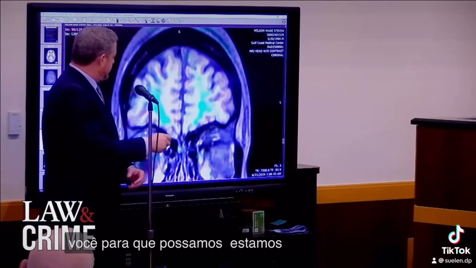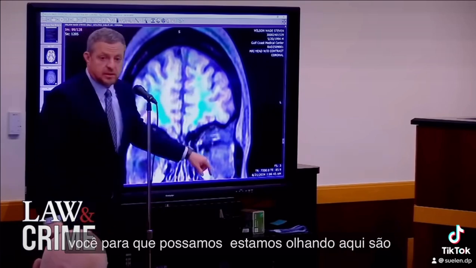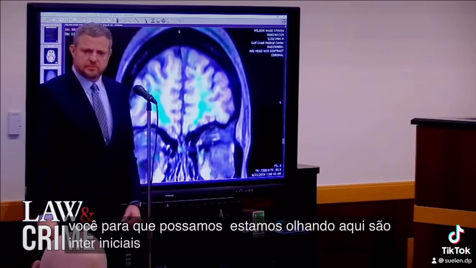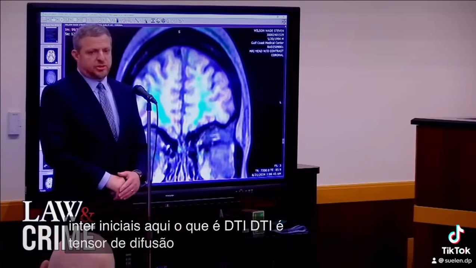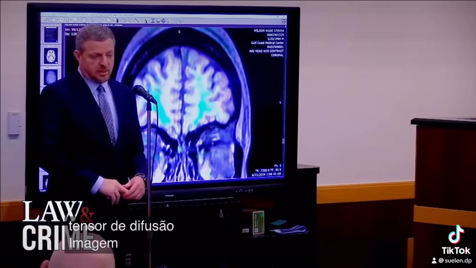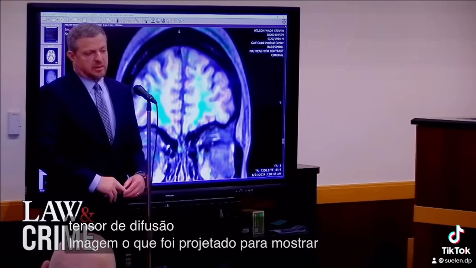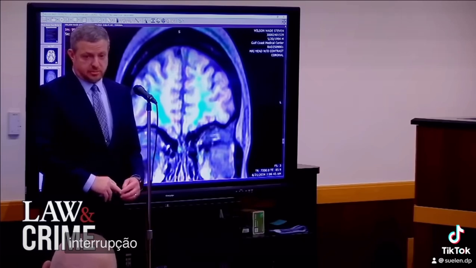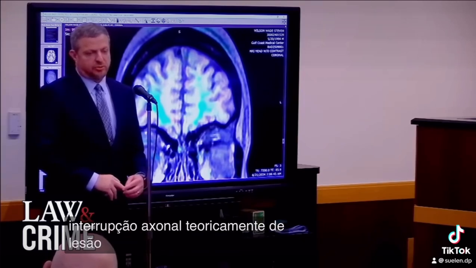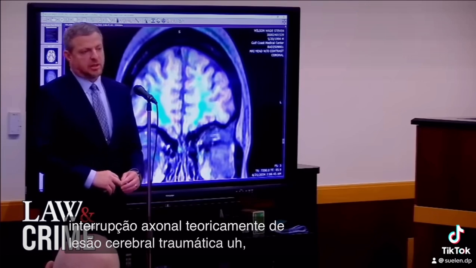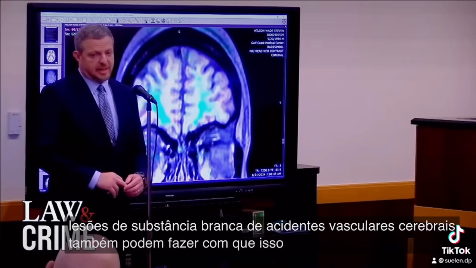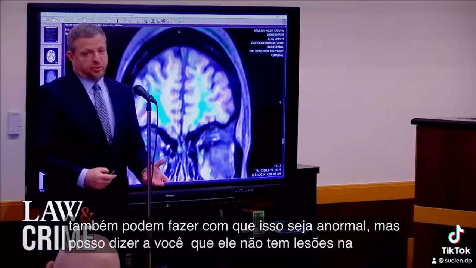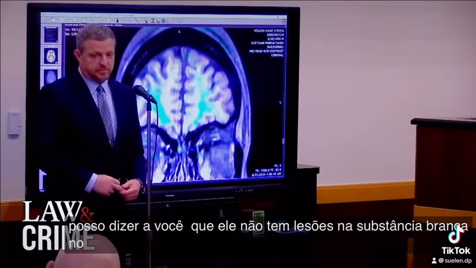So what we're looking at here is... Doctor, let me interrupt you a second. You're using some initials here. What is DTI? DTI is diffusion tensor imaging. What's it designed to show? Axonal interruption. Theoretically from traumatic brain injury. However, white matter lesions from like strokes can cause that to be abnormal as well. But I can tell you that he has no white matter lesions on his brain.